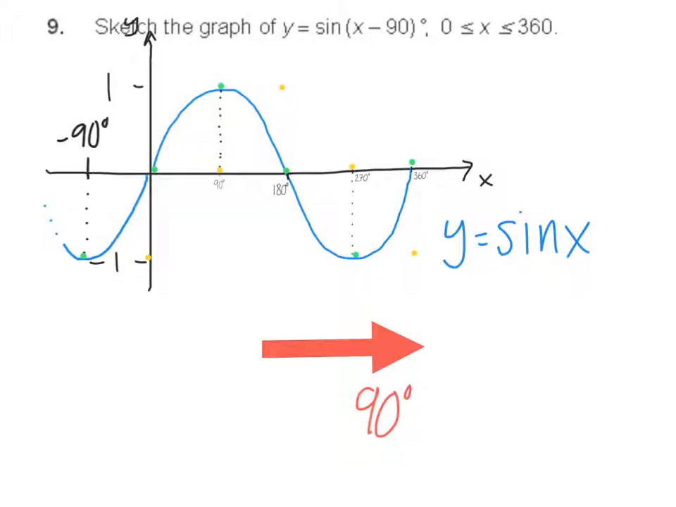And I'll attempt to do that now with my yellow pen. So starting here, our curve will pass through each of the yellow points until it reaches 360 degrees at this position. So that's our sine graph, sine x shifted 90 degrees to the right. That then gives us the graph of y equals sine of x minus 90. We've only included the parts of the graph which lie between 0 and 360 degrees. That's our finished sketch and the end of the question.